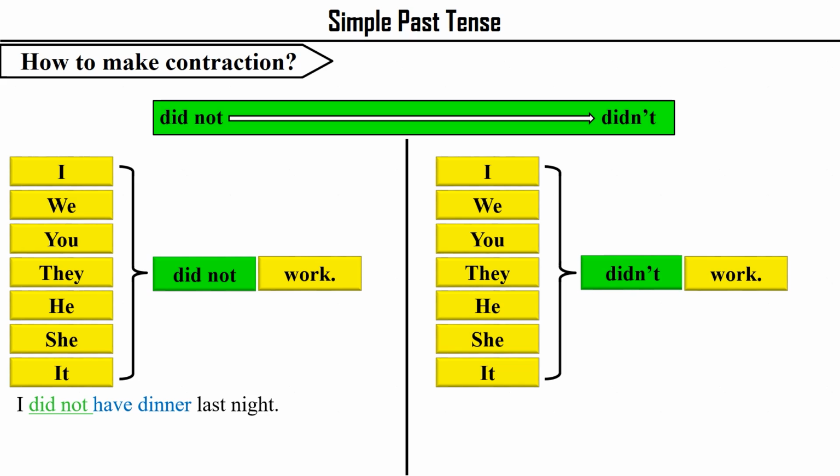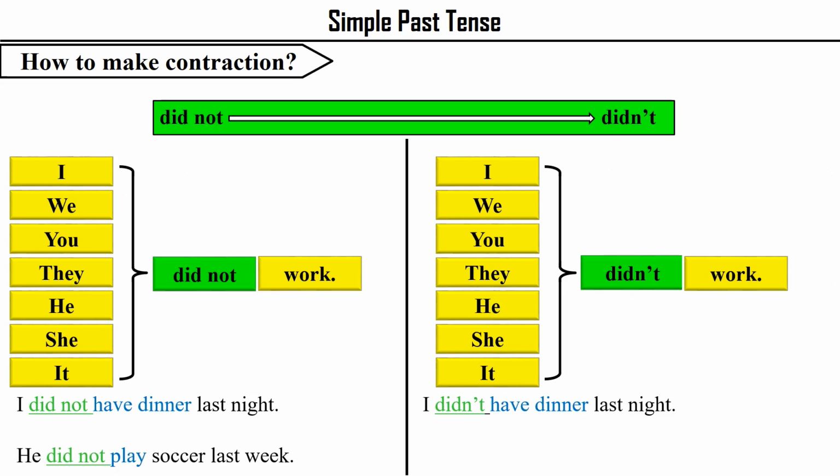I did not have dinner last night. Contracted form, I didn't have dinner last night. Full form, he did not play soccer last week. Contracted form, he didn't play soccer last week. We use contractions because they are very easy to say. When we speak, we use contractions, but we do not use contractions in formal writing or academic writing.